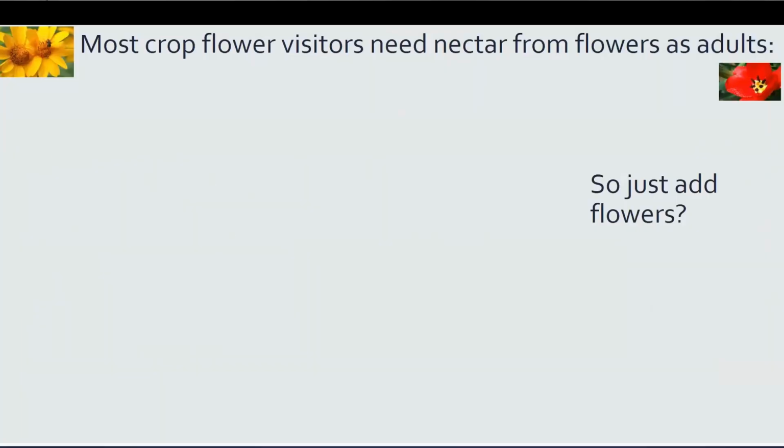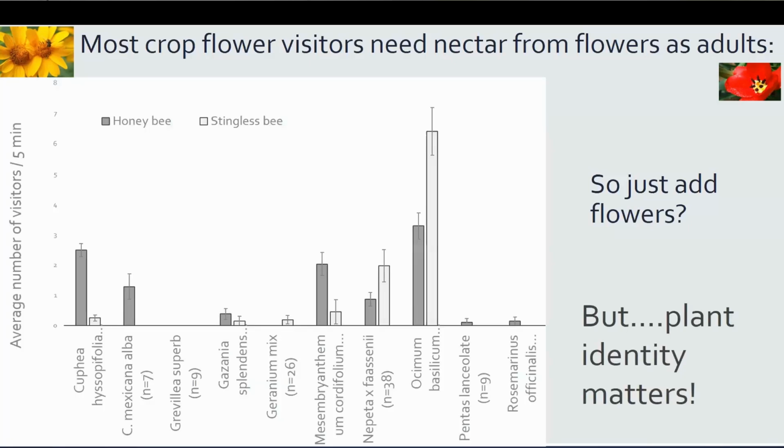Finally, I'd like to talk about some simple management strategies on farms and how we can support pollinators on farms. So we know that most crop flowers have nectar and pollen, and that we need these resources in the system to support bees and native bees, as well as other non-bee pollinators. So it seems easy just to add flowers, right? But we have found that plant identity can also be important in what the pollinators are using.